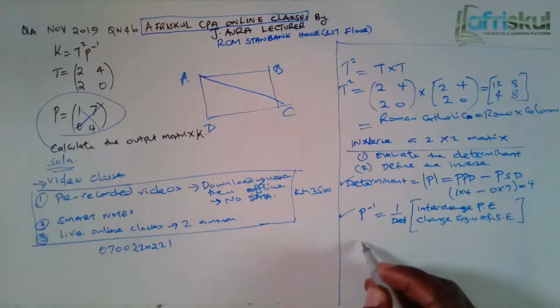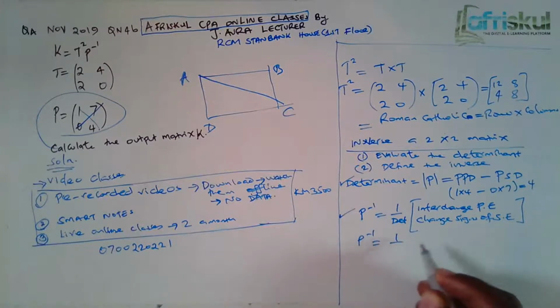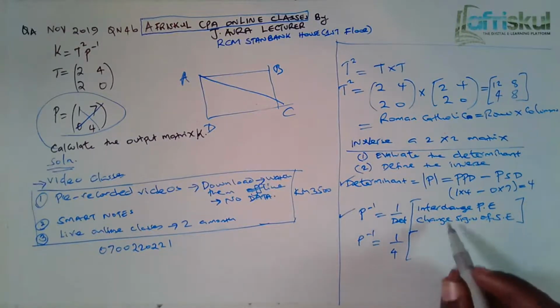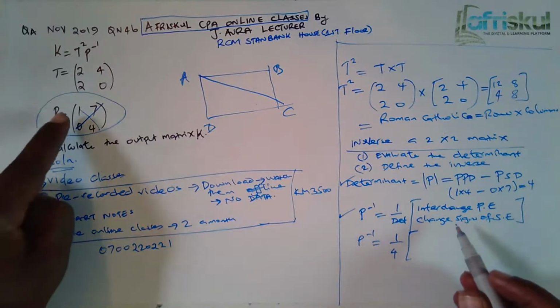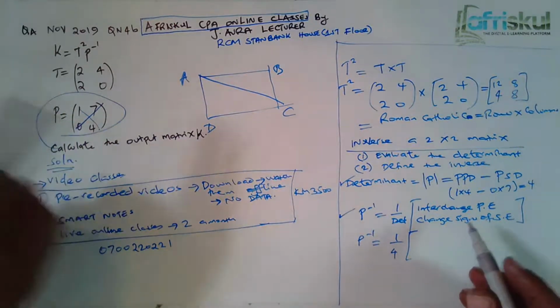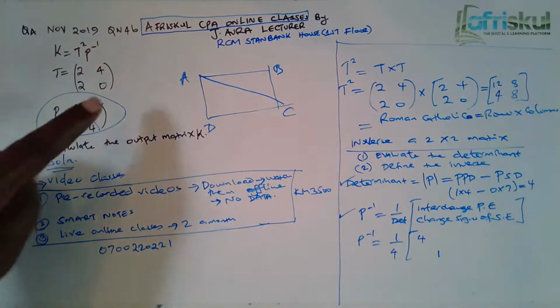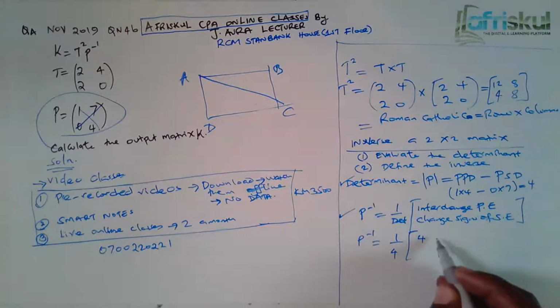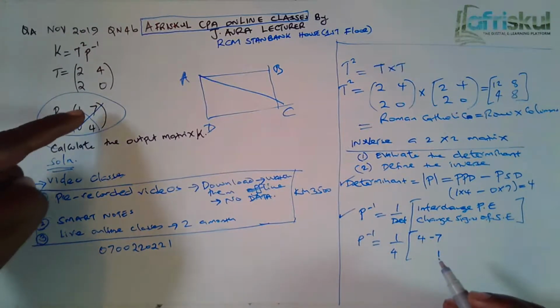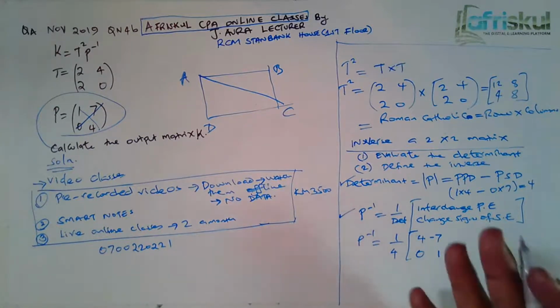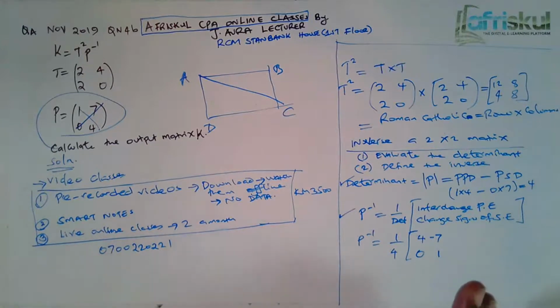In this case, P inverse will be equal to 1 over the determinant, which we had obtained as 4, times the matrix with the primary elements interchanged. The primary elements are here, you swap their positions, so we have 4 versus 1. For the secondary, we leave them where they are, but we change their signs. This was positive 7, now it becomes negative 7. And 0 is a neutral number; even if you change the sign, negative 1 times 0 is still 0. It has to remain like that.